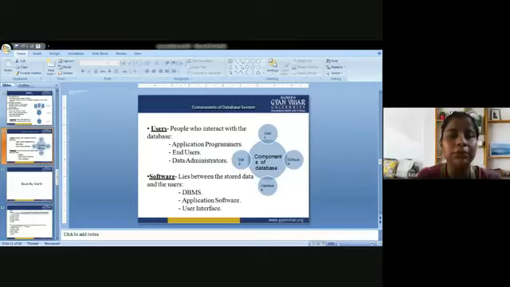I mean conceptual data model. So next, the model was the physical data model. So what is the physical data model?